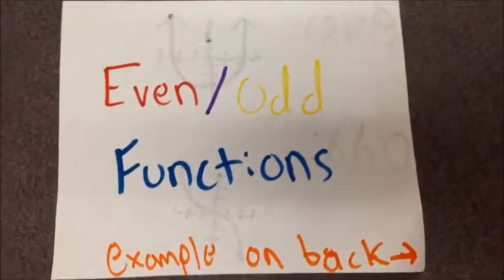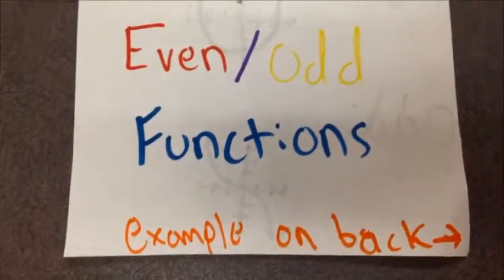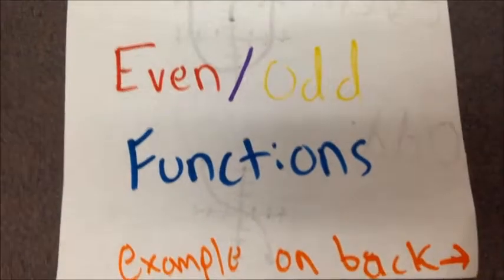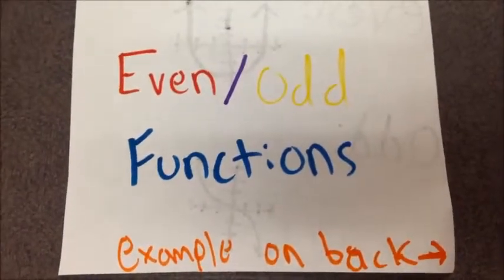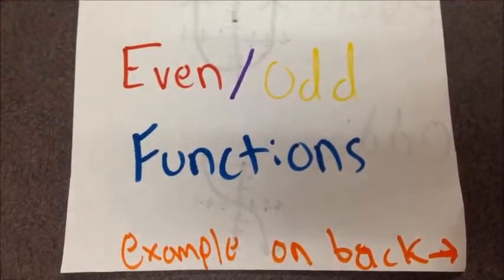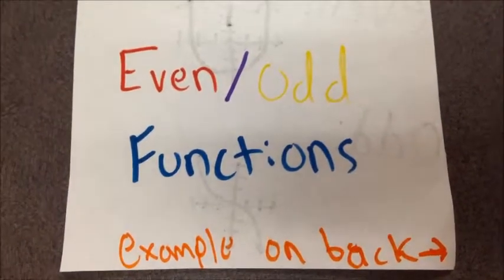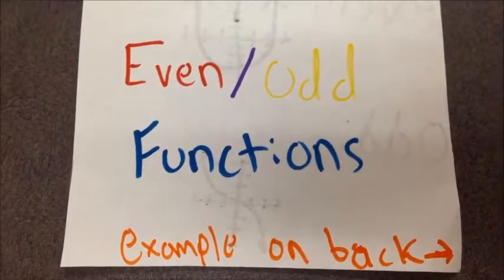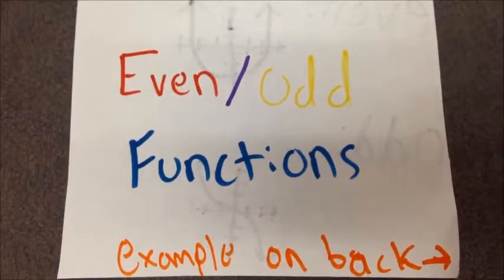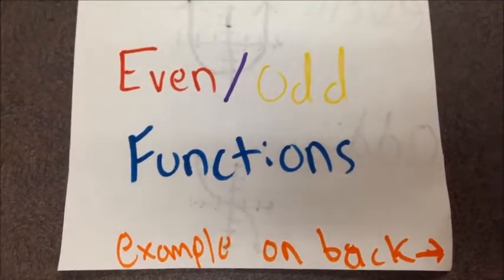Okay. Even and odd functions. To determine algebraically if a graph is even or odd, plug in negative x for x and simplify. If the expression is the same as what you started with, it's even. If it's as if you multiplied the starting expression by -1, it's odd. If it's neither the same or the opposite, it is neither.